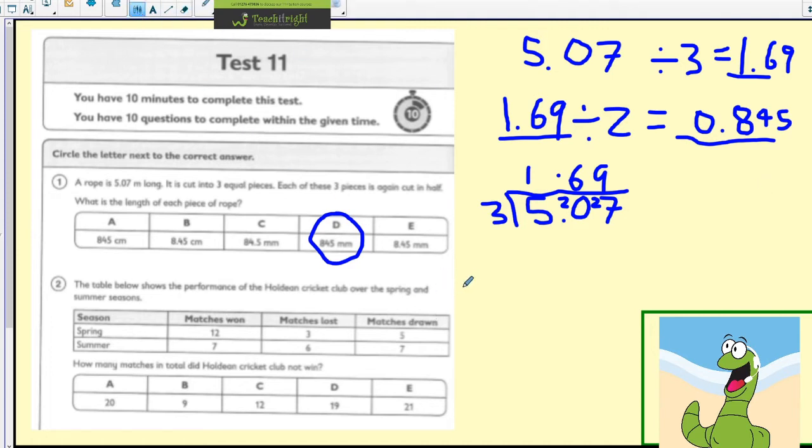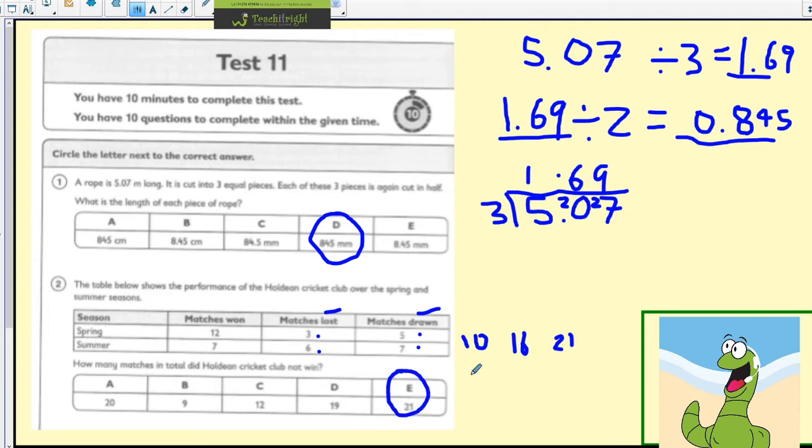Right, number 2. The table shows the performance of the Holden Cricket Club over the spring and summer. How many matches did they not win? Well, not win is lost and drawn, so it's going to be these numbers added together. So the way I do that is probably 3 and 7, which gives me the 10, plus 6, 16, plus 5, 21.